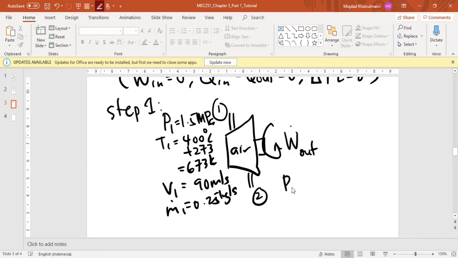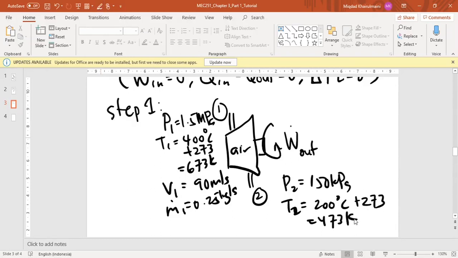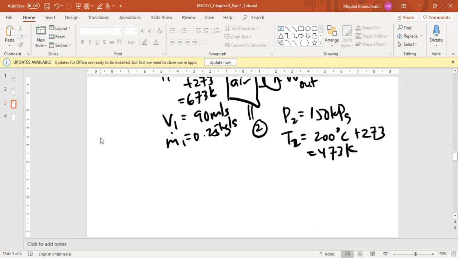At state 2, the pressure we know is 150 kilopascal. Temperature at state 2 is 200 degrees Celsius. We can convert it to Kelvin. And the velocity is 200 meter per second. Alright, so this is step 1.